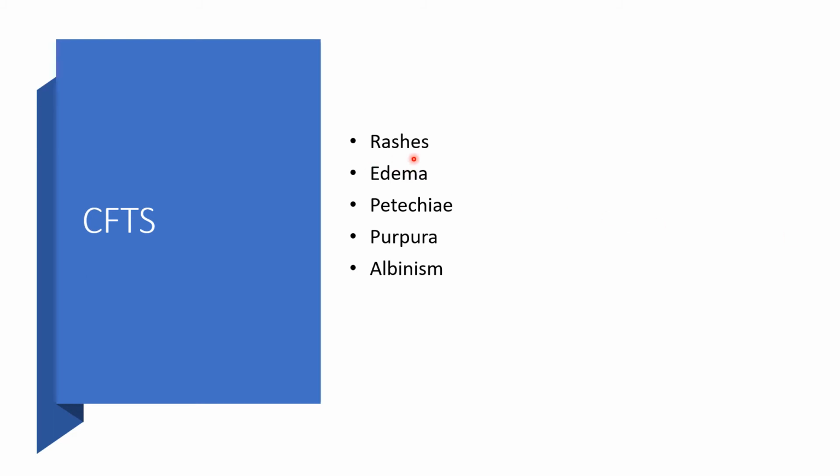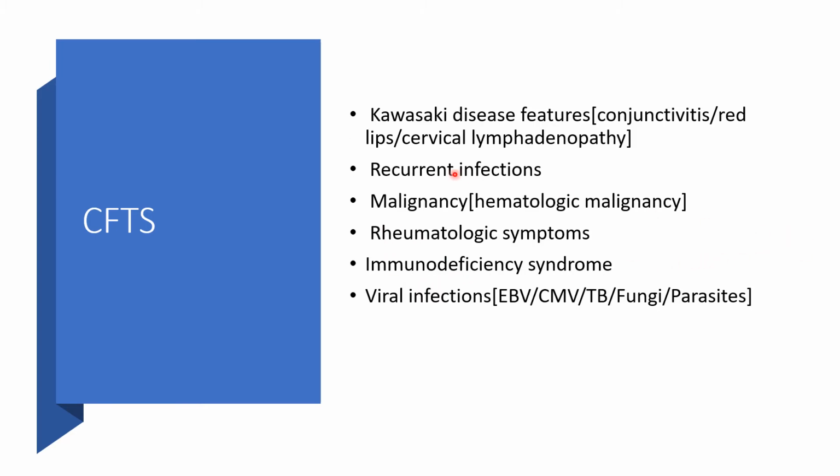There could be rashes. Remember, I listed skin as part of where you're going to find histiocytes the other time. Edema, petechiae, purpura, and albinism. Kawasaki disease features can occur here with conjunctivitis, red eyes, and cervical lymphadenopathy. Remember, autoimmune generally, right? And recurrent infections.